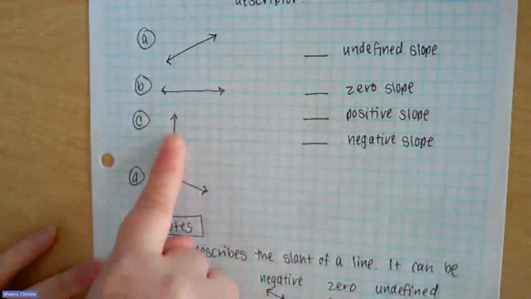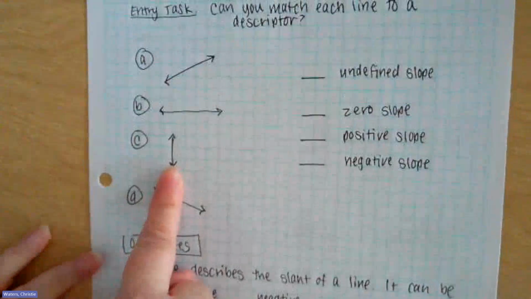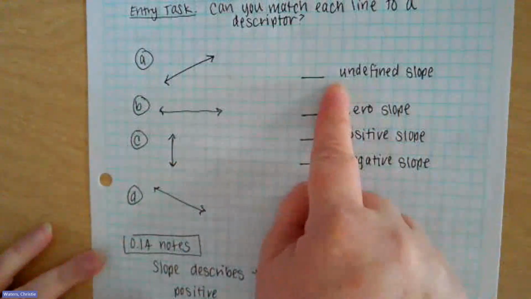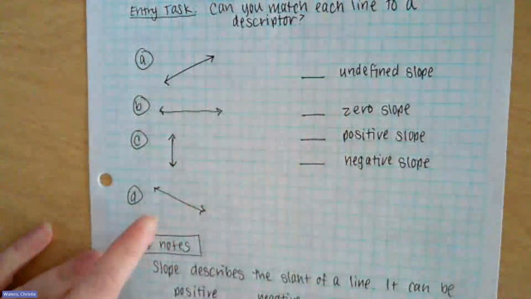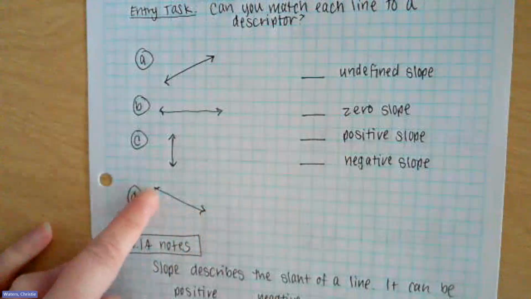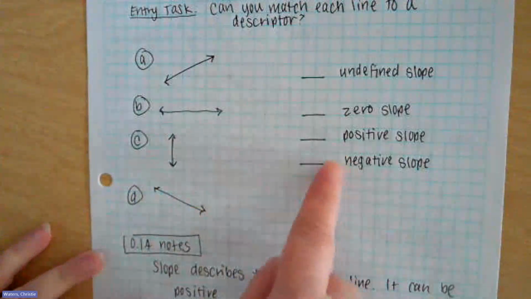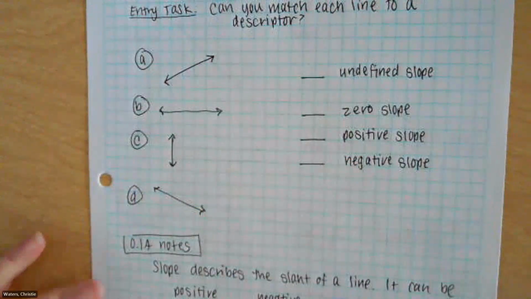The opposite of that is a completely vertical line. That is an undefined slope. So you should have a C here. And then again, going left to right, this line is pointing downward. So that's a negative slope right there.